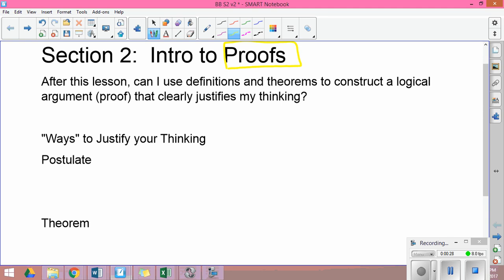You can't just make up things in mathematics. There are rules. So there are some pieces of information that you can use, are rules. And in geometry, our rules are really three things: definitions, theorems, and postulates. And we're going to use those to construct a logical argument, a proof, that justifies my thinking. We can't say just because in math, and we can't say duh in math.